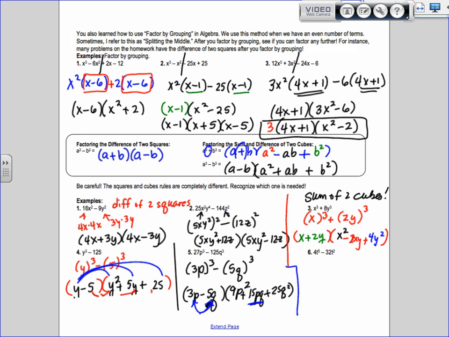All right, so this next one. So it doesn't look like the difference of two cubes, right? Do you guys see what we need to do first? Yeah, pull out that GCF. So we're going to pull out the 4 and the t squared. So I'm going to have 4t squared. And then on the inside, I have t cubed minus 8.